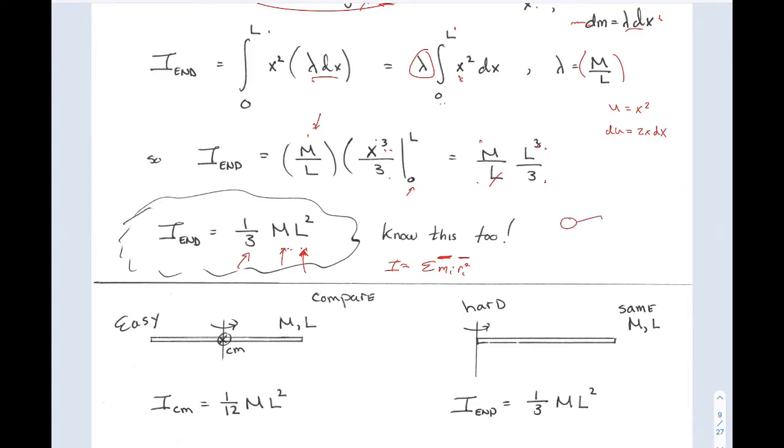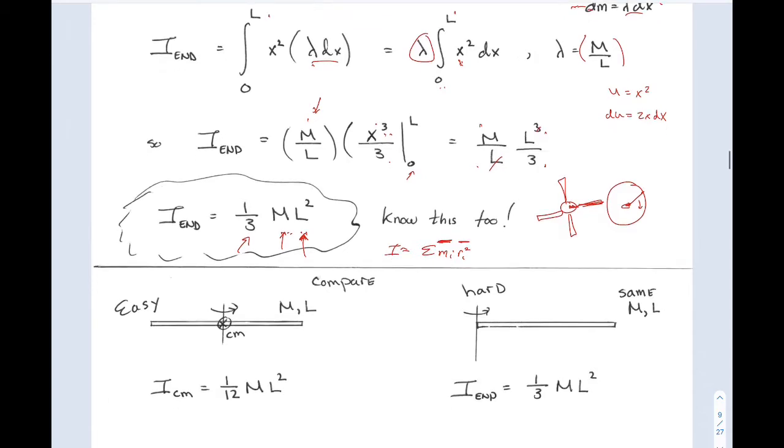Looking down on a ceiling fan, now it makes more sense. Here's a stick rotating almost about the end. On a bicycle, there's your spoke, rotating about the end. So that's a common shape of nature we need to know.